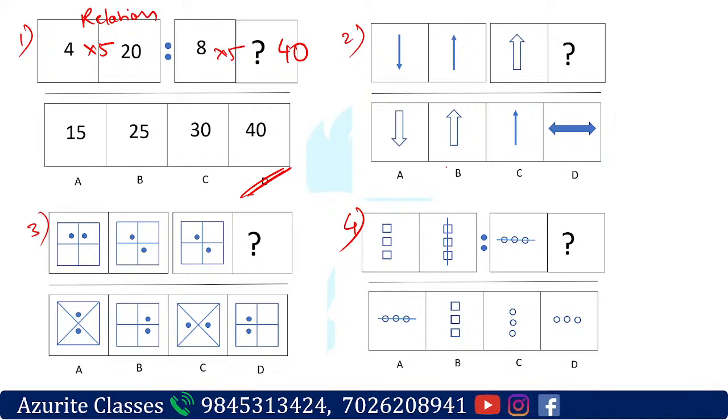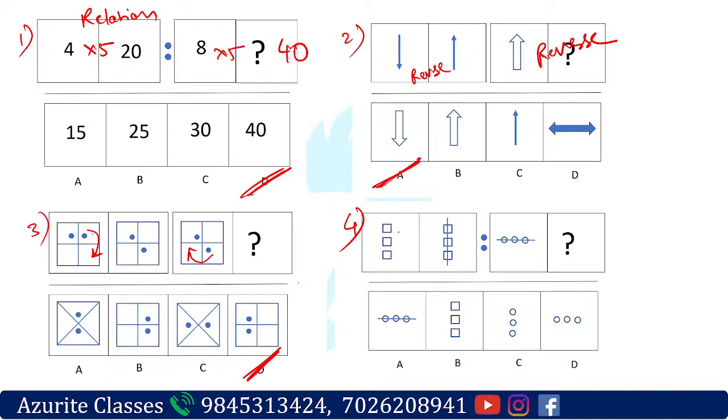Very good. Now the second one, this is reversed. So if you reverse this, what answer will come? That is answer option A for the second one. Now if you see the third one, the dot rotated clockwise. So if you rotate this dot again clockwise, what answer will come? So answer option D for the third, right? D for the third one.